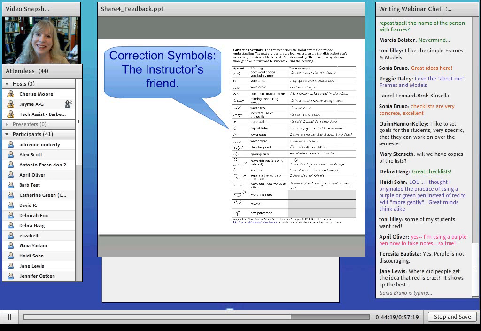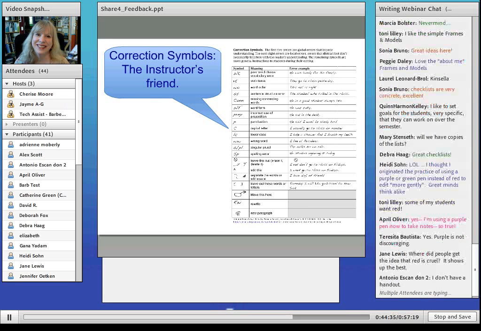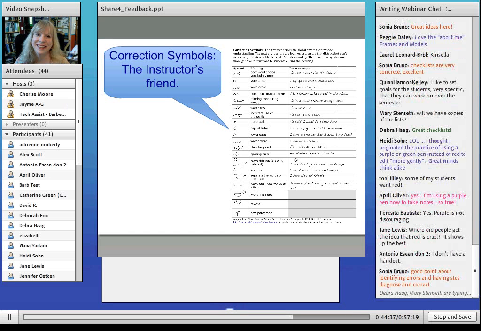You have this in your handout. It's way too small, but I gave you a list of correction symbols because I think it's enjoyable. Where did people get the idea that red is cruel? Well, the reason is from years and years of having papers turned back to you covered in red. So it isn't so much that red is a problem, red is perfectly fine. It's just that you want to make use of it sparingly.